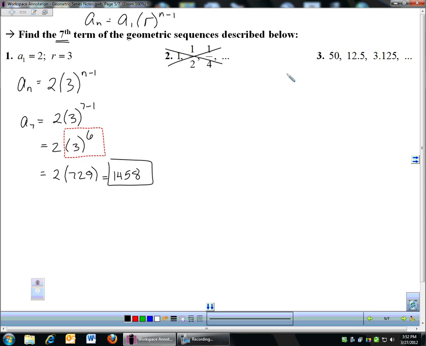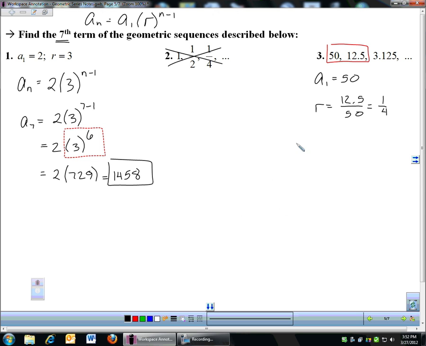I'm skipping over to number 3. Again, for my formula, I need my first term, and I can look at this and tell that my first term is 50. The ratio, though, is not explicitly given, but we're pretty smart. We can figure that out. I'll just take any two consecutive terms. And if I want the ratio, I'll do the second term, 12.5, divided by 50. And if you were to punch that in the calculator, you'll get 0.25 or 1/4.